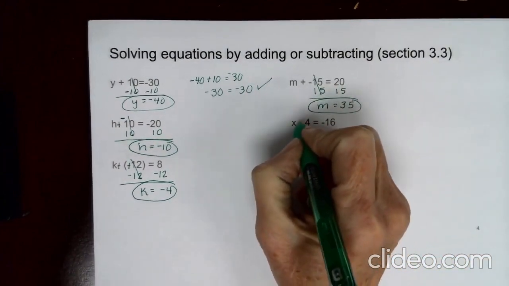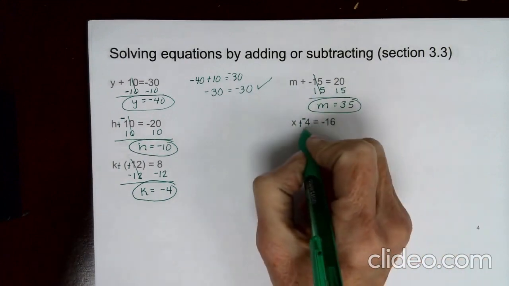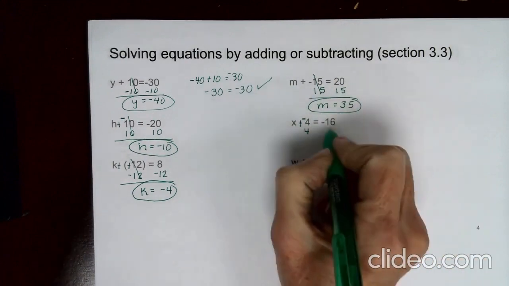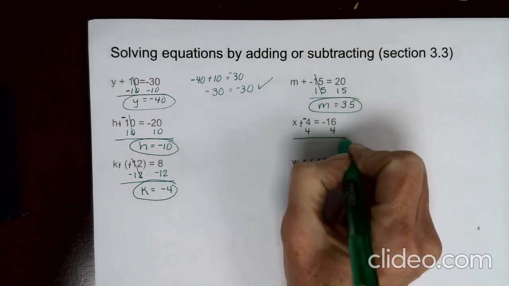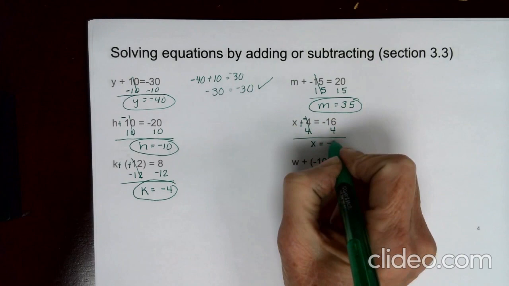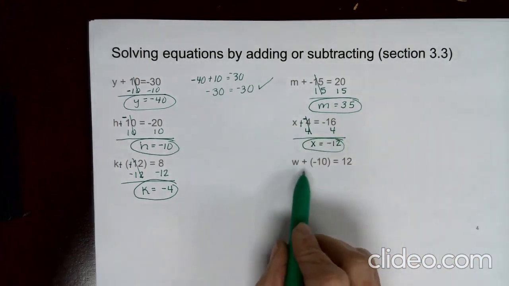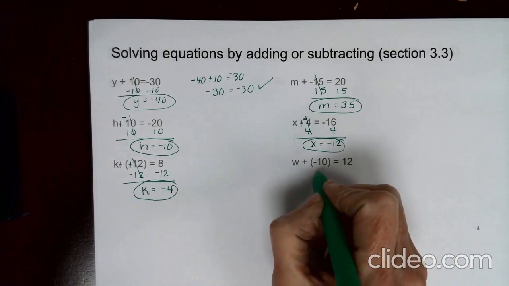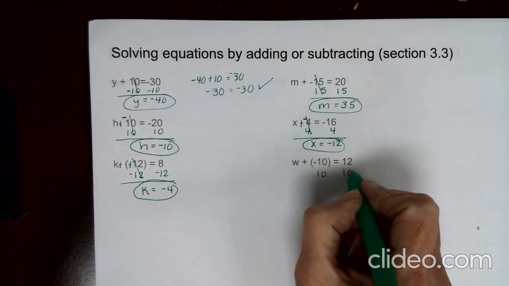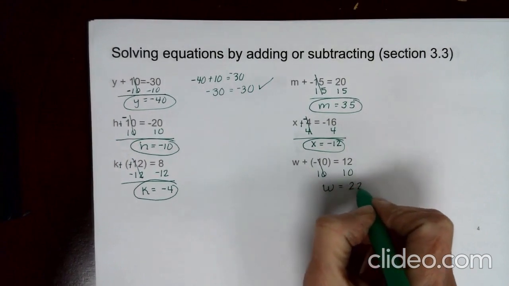This is subtraction, so I'm going to add the opposite. So I'm adding a negative 4. To get rid of that negative 4, I would have to add a positive 4. What I do to one side, I have to do to the other side. Okay, this one I'm adding a negative 10, so I add a positive 10 to get rid of it. So I have W is equal to 22.